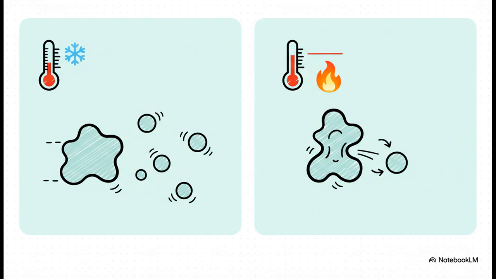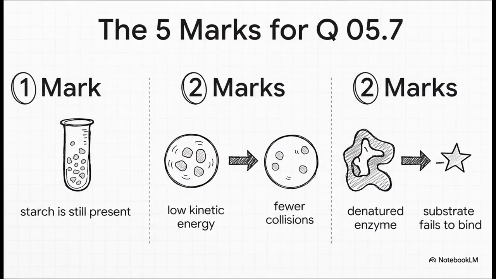At 5 degrees, it's all about energy, or, well, a lack of it. The molecules are moving so slowly they just don't have much kinetic energy, so they're not bumping into each other enough. But at 80 degrees, that's a totally different story. The problem there is that you've literally broken the enzyme. It's been denatured.